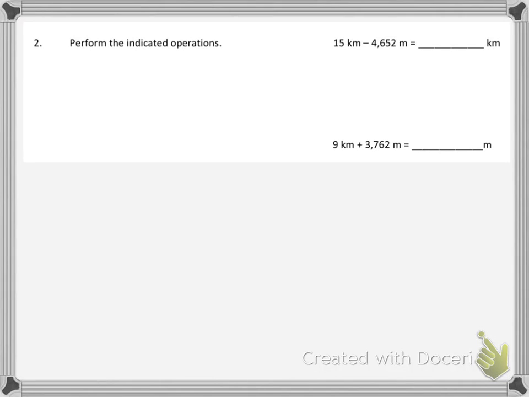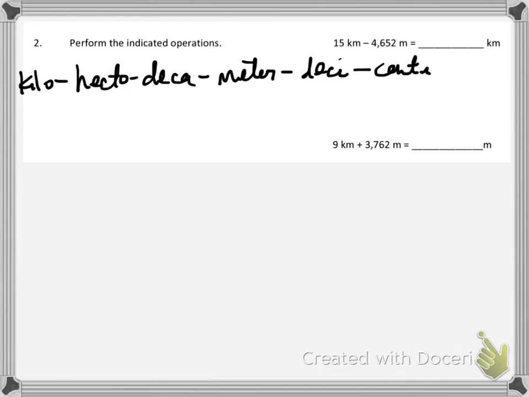Whenever you're doing conversions within the metric system, I think it helps if you can just list out all of the prefixes in the metric system. So some students, what they'll do to help them memorize all of these prefixes is that they'll memorize a mnemonic device, something like, I don't know, King Henry died by drinking chocolate milk.